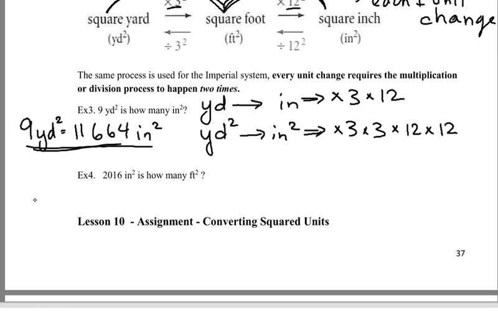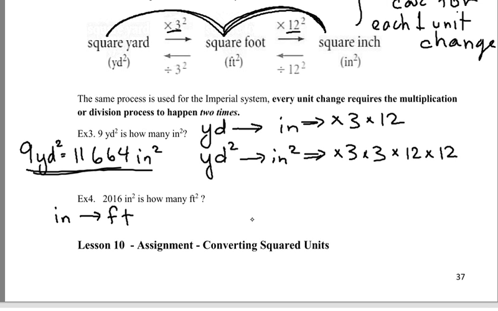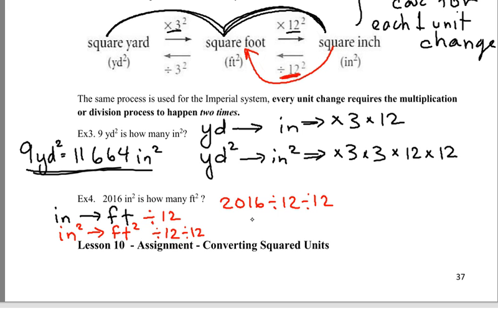2016 inches squared is how many feet squared? Well, if we're just going from inches to feet, go back to our chart, inches to feet, we see that's a divide by 12. So this would be divide by 12. But because we want to go inches squared to feet squared, we need to do the calculation twice. So 2016 divided by 12 divided by 12. And in that case, we end up with 14 feet squared. So 2016 inches squared is equivalent to 14 feet squared, because it's double the calculations because of squared units. Keep that in mind as you do your calculations.